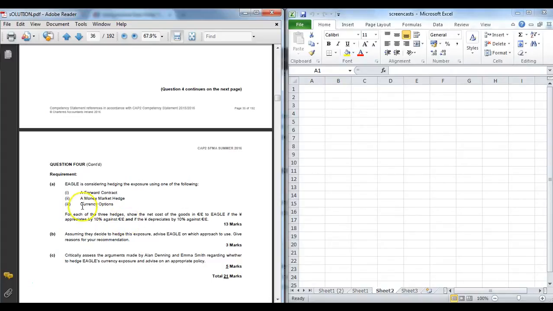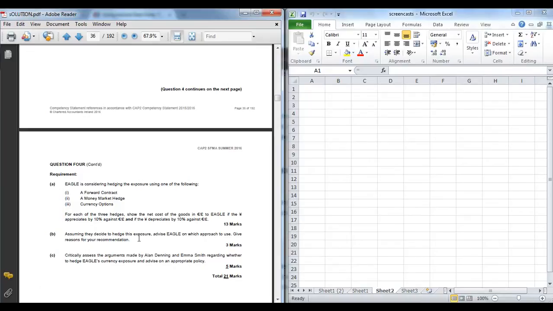And based on part A, then you go to part B, and assuming they do decide to hedge the exposure, you need to advise Eagle on which approach to use and give reasons for the recommendation. So again, sometimes part A and B will be subsumed together. This time they're separate, but they are worth 16 marks in total. So you need to first do the numbers and do the calculations here, and use your results from here then to give a recommendation and give a justification for which option or which alternative you chose.